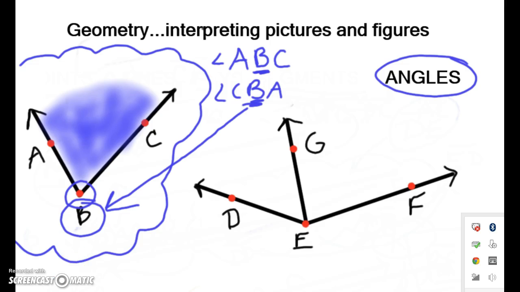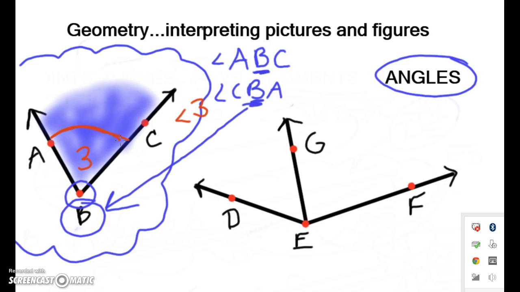You can also name an angle by putting a numerical value in the middle of it, which has nothing to do with degrees. So for example, I could call this angle 3, and I could write its name like angle 3, and then people could look at this picture and they would know I'm talking about this angle.